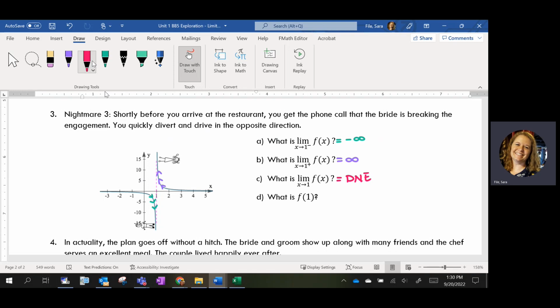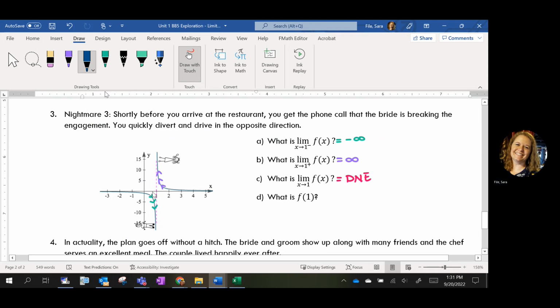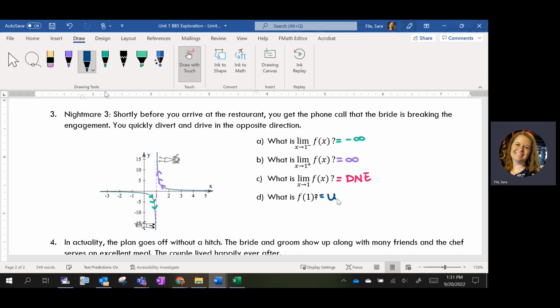Okay, now is 1 in the domain? Can I evaluate f of 1? No, there's an asymptote there. That is another undefined value. Doesn't matter if it's a hole or an asymptote. Like the last one was a hole, this one was an asymptote, still undefined there. So what type of discontinuity was this? This one is an infinite discontinuity. So we had 1 of each type of discontinuity.